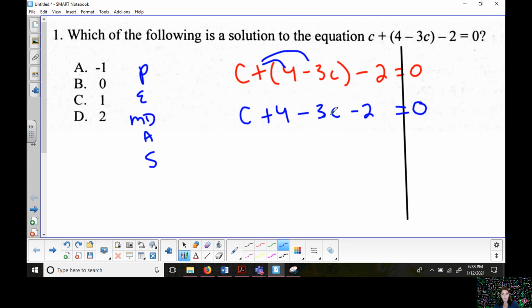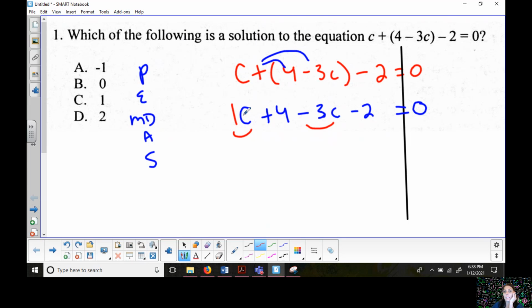The next thing, we're done with multiplication. There's no division. We're now going to look at our addition and subtraction, so we're just going to combine like terms. Here we have this guy and this guy. Now there is a 1 in front of that C that we don't see, and they will never write. So I like to write it, or you can write it if you want to. When you add or subtract, if the signs are the same, you add and keep the sign. If the signs are different, you subtract and keep the sign of the larger number.